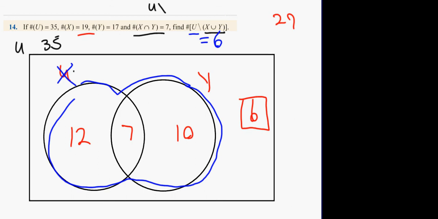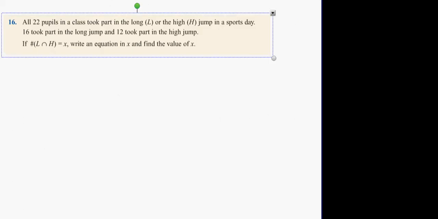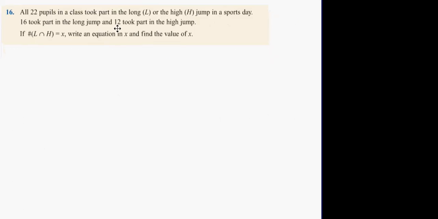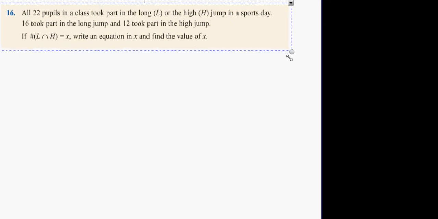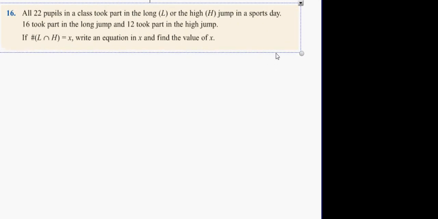Now, the hardest one. Number 16. All 22 pupils in the class took part in the long jump L or the high jump H in a sports day. 16 took part in the long jump. 12 took part in the high jump. If the cardinal number of the intersection of L intersection H is X, write an equation in X and find the value of X. Jan, start me off.